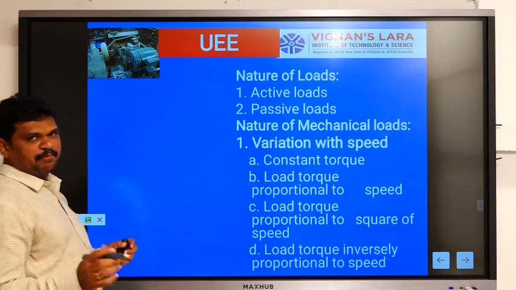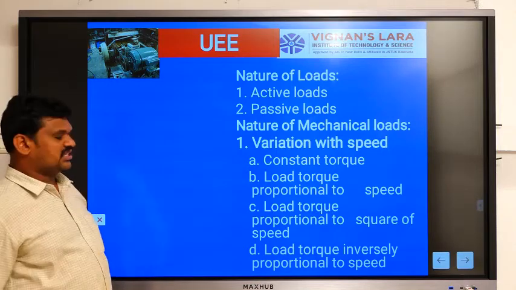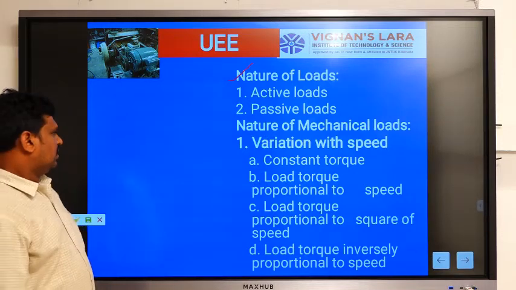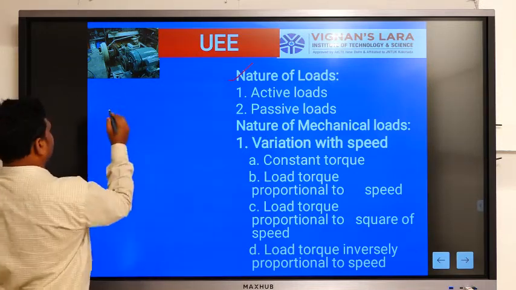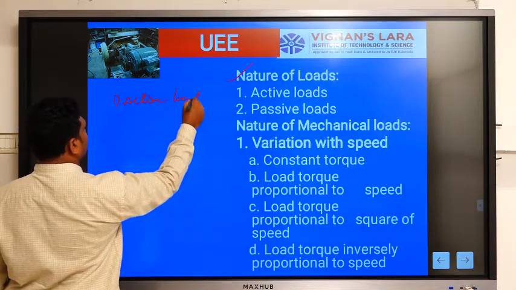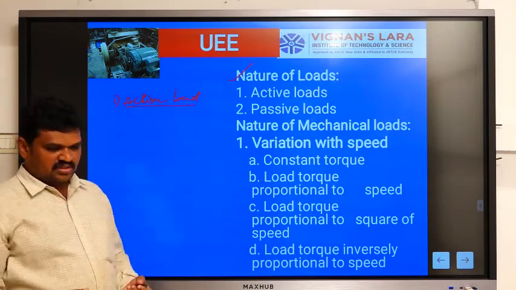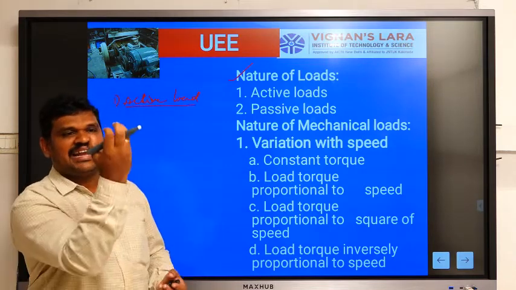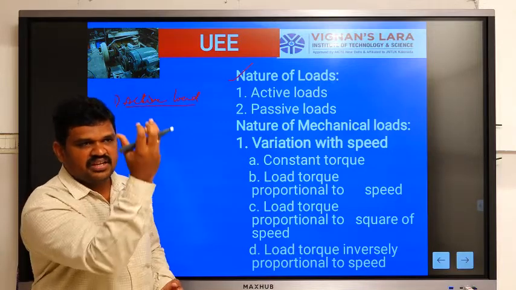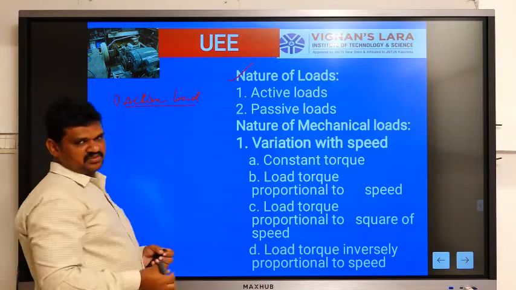These are the different types of drives. Later, I want to switch to the nature of loads or mechanical loads. These loads are normally two types. One is active load. The active load means the load is based on gravity. If the load is based on gravity, it is in the downward direction only. That action will be in the downward direction only. So that is the active load.